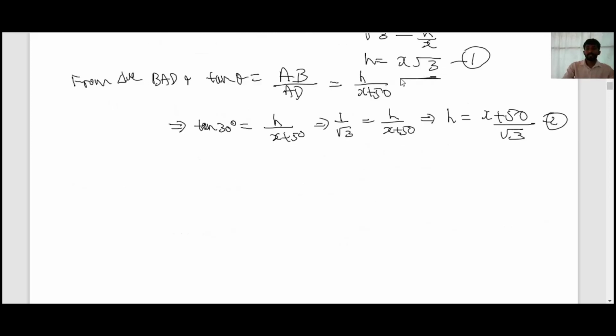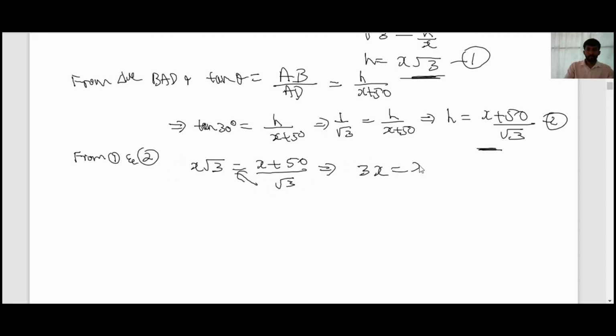The equation 1 h is there, equation 2 h is there. From 1 and 2, compare h, you'll get x root 3 is equal to x plus 50 divided by root 3. Cross multiply, this implies root 3 into root 3 is equal to 3. So 3x equal to x plus 50. Okay. Take x to left hand side, 3x minus x, 2x is equal to 50. This implies x is equal to 25 meter.